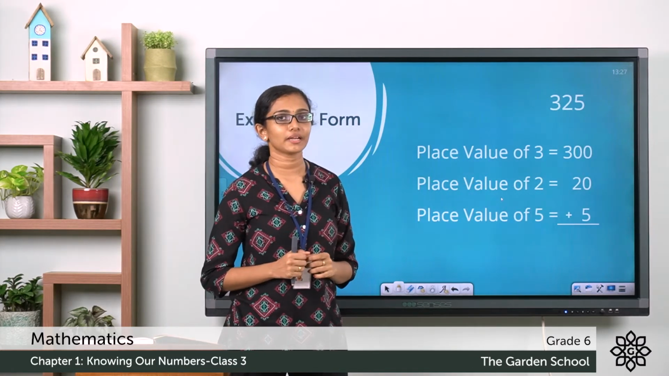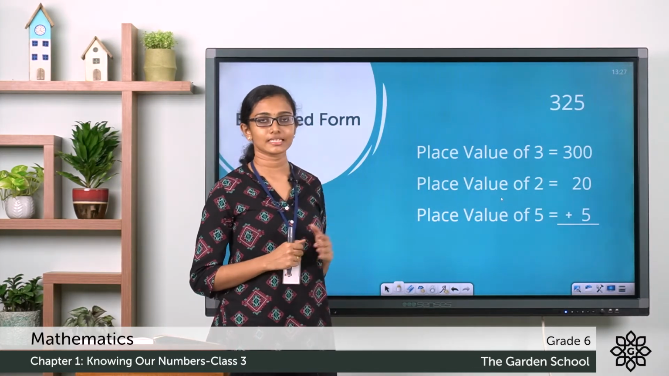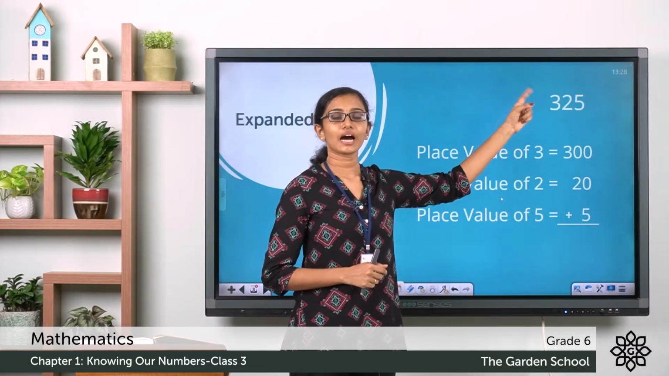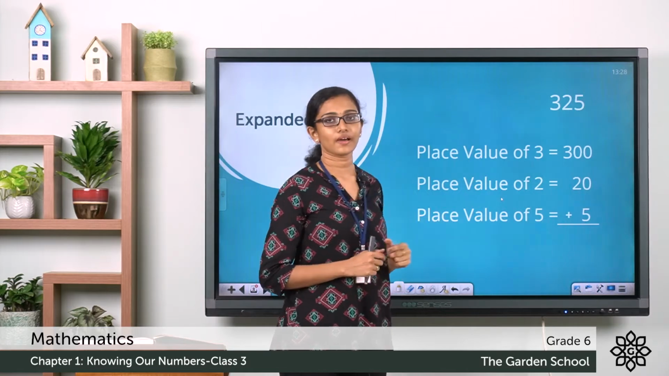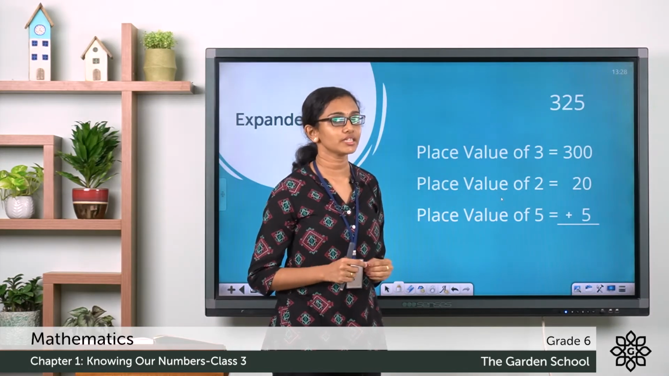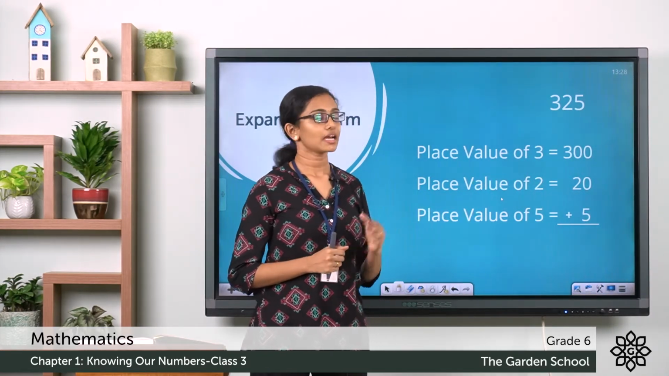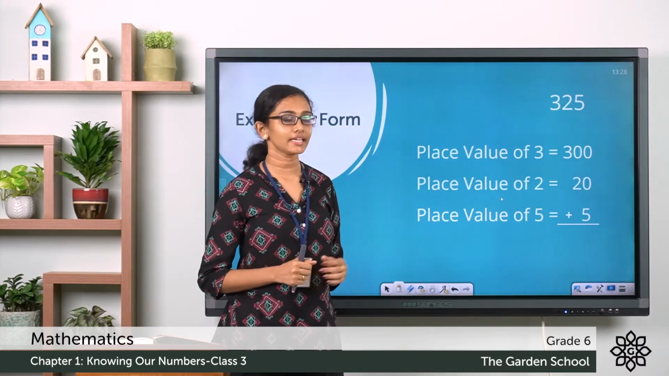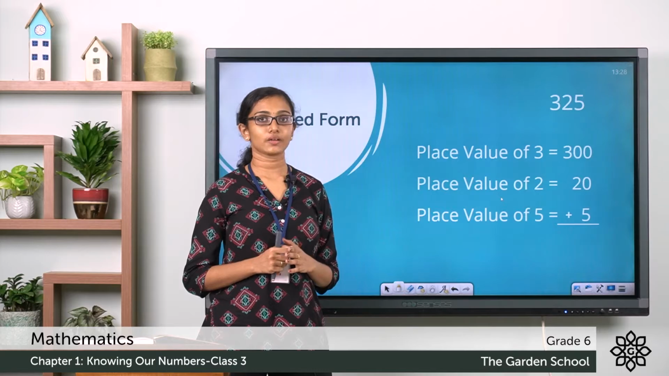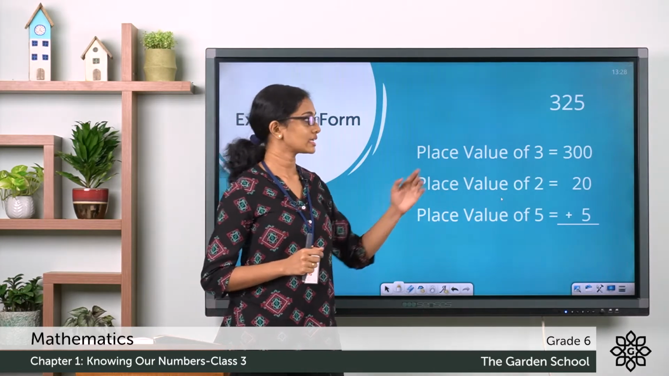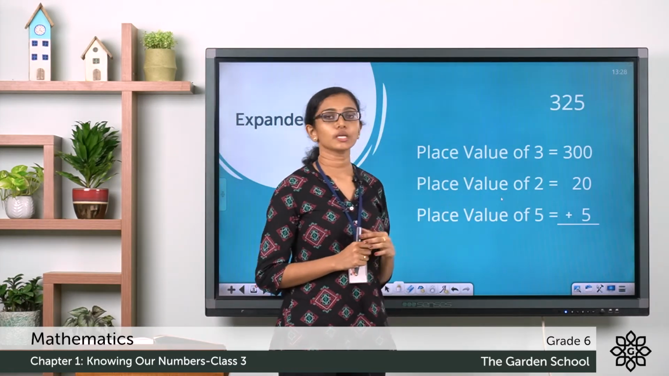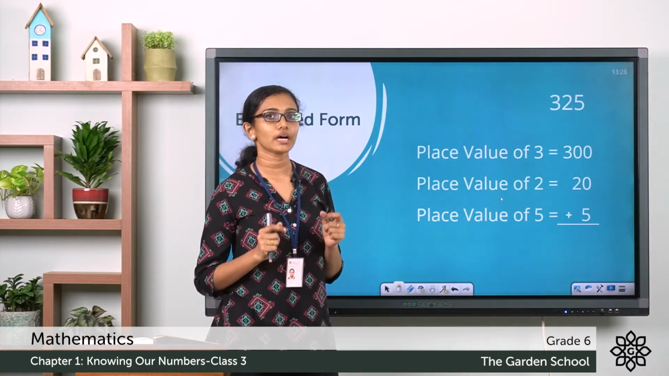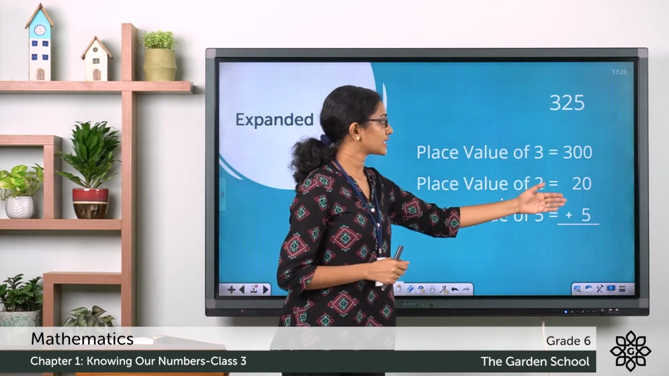So let's see the place value of each of the digit in this number here. What is the place value of 3 here? 3 is in hundreds place. So its place value will be 300s or 300. And what about the place value of 2? 2 is in the tens place. So its place value is equal to 2 tens or 20. And the place value of 5, which is in the ones place, it will be 5 ones or 5. So you have all the place values here.